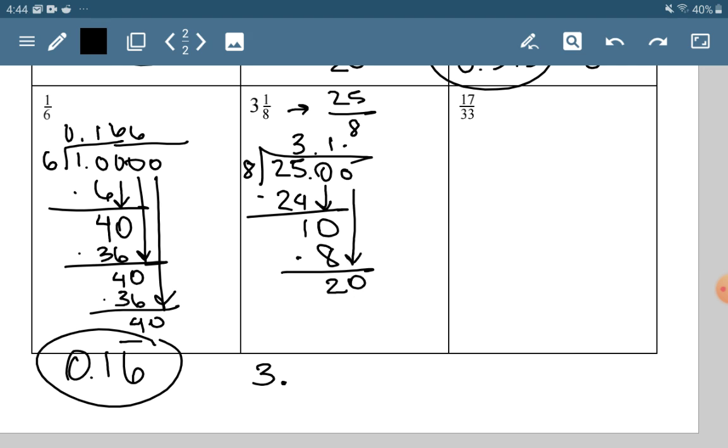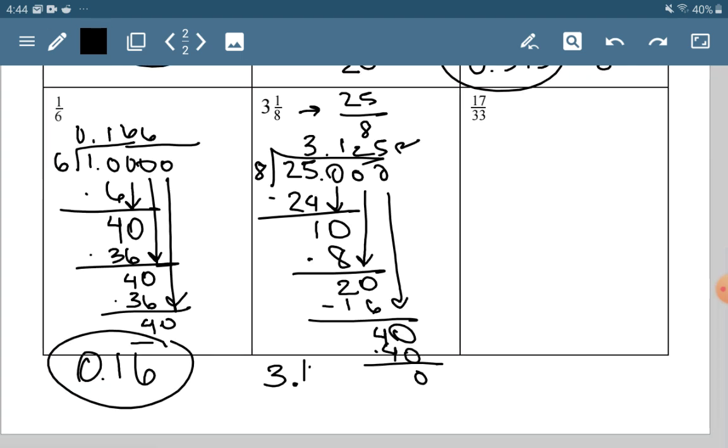8 goes into 20 2 times with 4 left over. I still don't have a pattern. I still have a remainder, so I'm going to add 0 again to bring it down. 8 goes into 40 exactly 5 times with nothing left over. That means I'm done. I can look back at the top of my division there to see my answer. It is 3.125. That is 3 and 1/8 as a decimal.